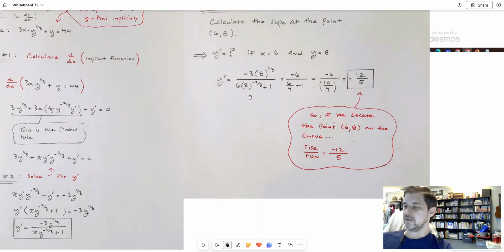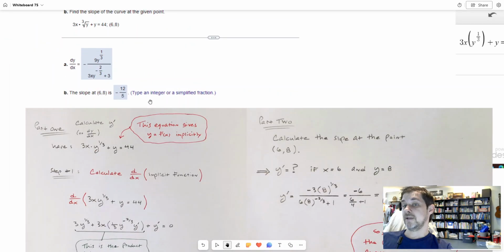Okay? I did this in my head. I don't think it's a bad thing to be able to do some math in your head. Cube root of 8 is 2 times 3, that's negative 6. This is 1 over 8 to the 2/3 power. So that's going to be 1 over 4 times 6, and so on. And I work this down to negative 12 over 5. Okay, and that is my answer. Right there, it says the slope at the point 6 and 8 is negative 12 over 5.